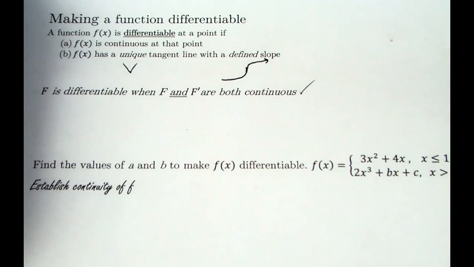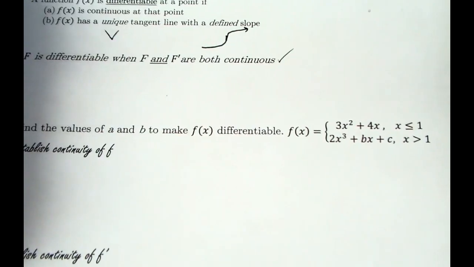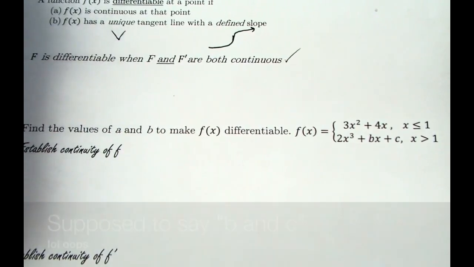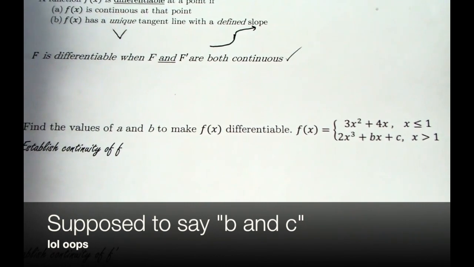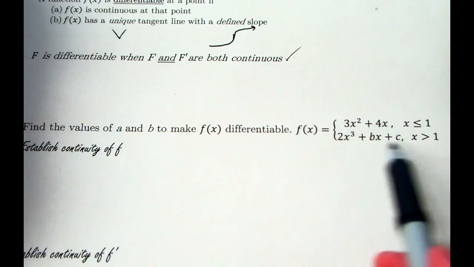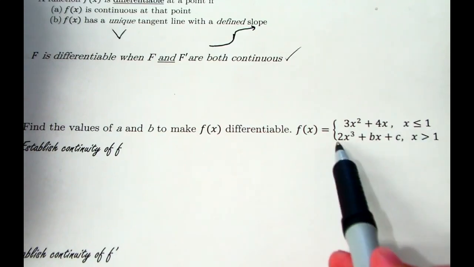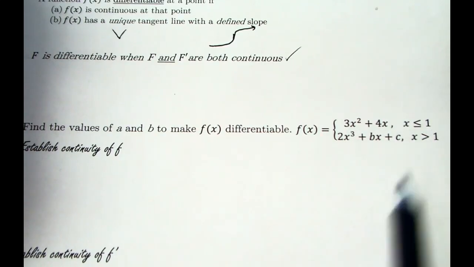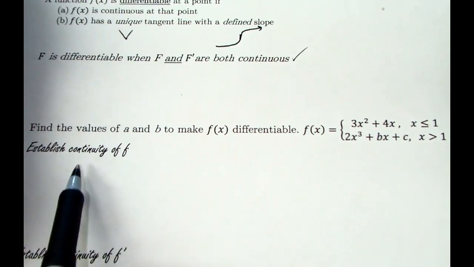So the question here says, as many of this type would, find the values of constants a and b to make the function differentiable. And you're given the piecewise function. It looks like a parabola is going to meet up at the point x equals 1 with some kind of cubic function. So the first thing to do is to establish the continuity of f.